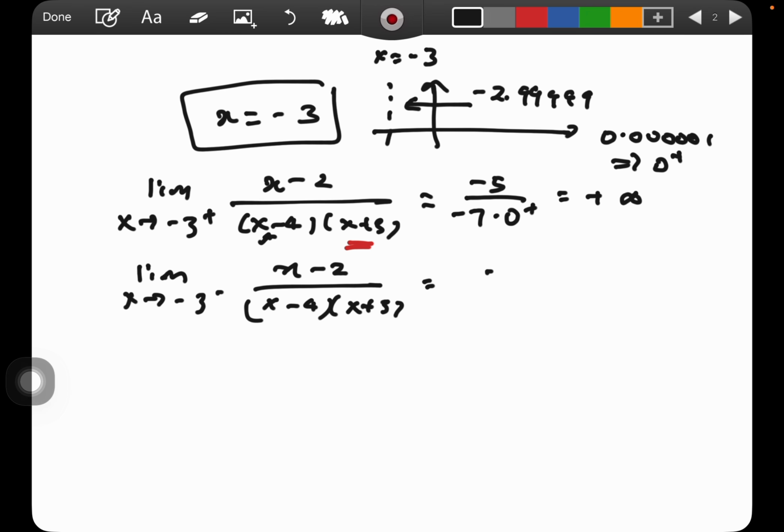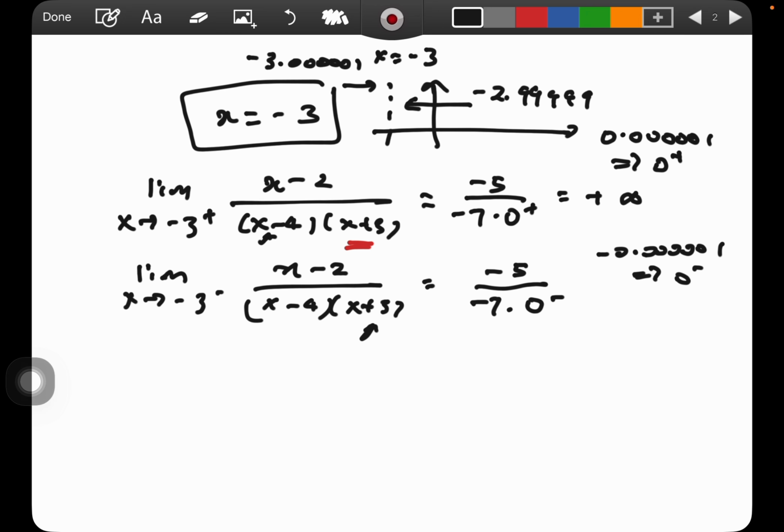Similarly for this one, atas memang dapat negative 5, bawah dapat negative 7. The problem again is this guy. So when you travel from the left, it's going to be negative 3.000001. So when you tekan calculator tambah 3, you're going to get negative 0.000001. Cara penulisan is 0 from the left. As you tekan calculator, it's going to be negative infinity. And don't forget to say x sama dengan negative 3 is a vertical asymptote.